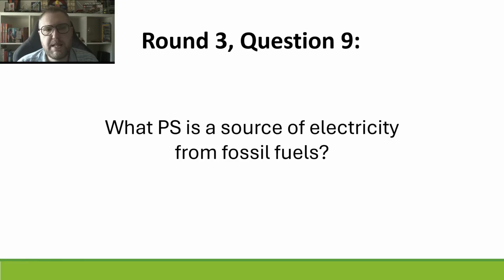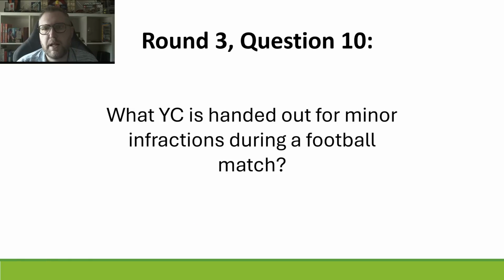Number 9, what PS is a source of electricity from fossil fuels? It is Power Station. And finally, number 10, what YC is handed out for minor infractions during a football match? It is a yellow card.